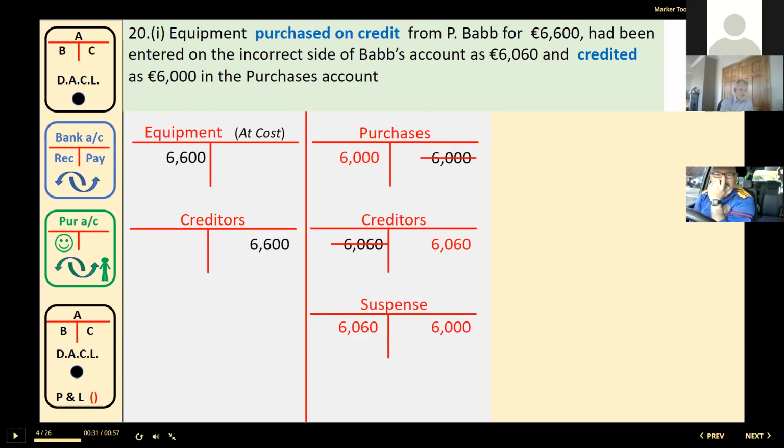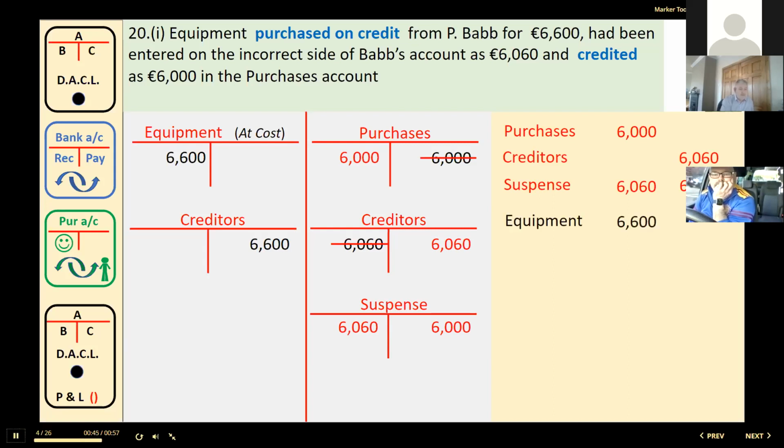Now it's time for task number 4, write up my journal. First of all, I put a 6,000 in purchases on the left. I put a 60-60 in credit on the right, and I put 2 entries into suspense. It pauses again because, what do I do next? Those are the journal entries I used to wipe it out, and now it's time to start again. How do I start again? I put a 6,000 into equipment on the left, and I put a 6,600 into creditors.